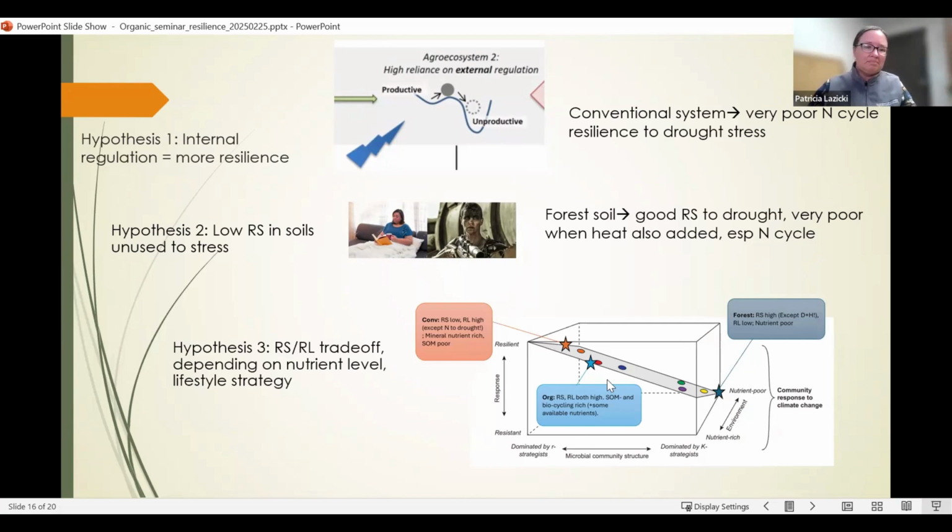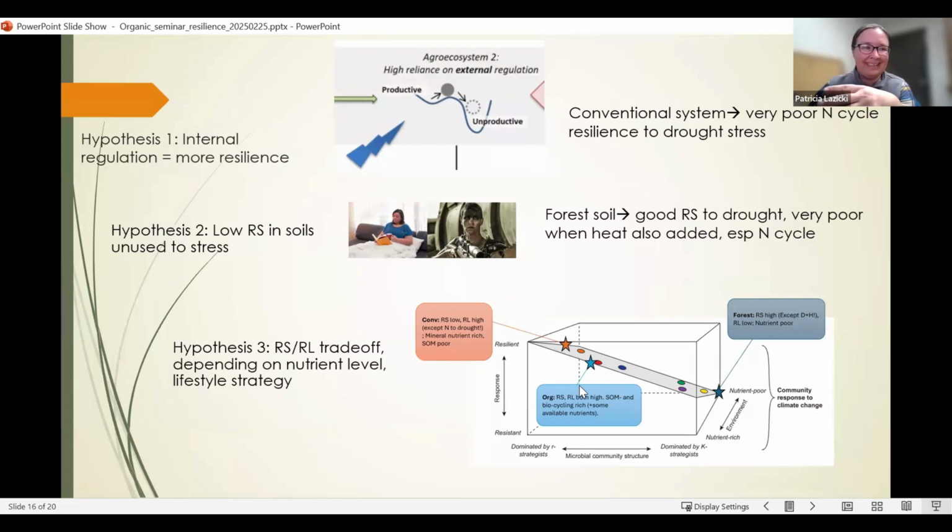Hypothesis number 3, not positive about. I'm not super convinced. We did see a tendency in the conventional system, it always had the lowest resistance. Its resilience was okay, except nitrogen to drought, and it has a good pH, rich in mineral nutrients, but poor soil organic matter. So the forest soil had the high resistance, low resilience, nutrient poor. So its general response kind of fits with this model. When I looked at the microbial communities, I didn't see any evidence that they were more dominated by the tortoise or the hare. So that part of this hypothesis I didn't see.